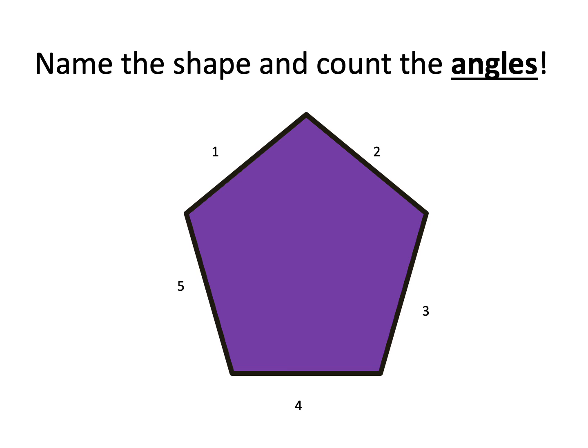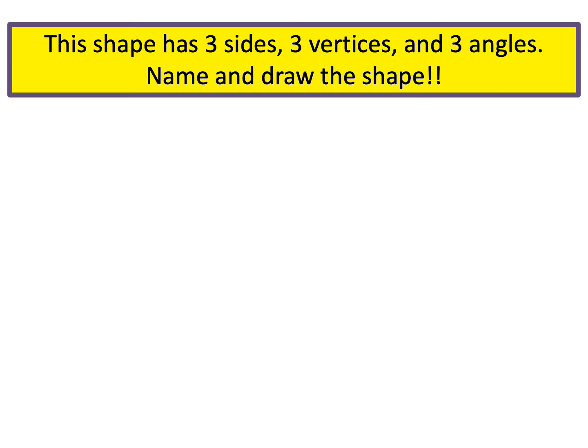Let's count the angles. Are you ready? 1, 2, 3, 4, 5. So this shape has 5 sides. It has 5 angles. It has 5 vertices. What's the name of this shape? A pentagon. Very good. Let's do a couple little puzzles before we finish up our math lesson today.